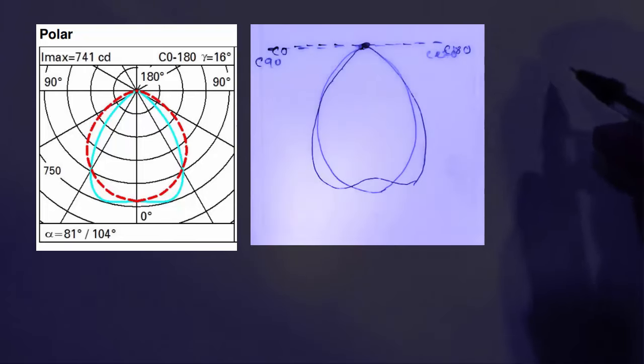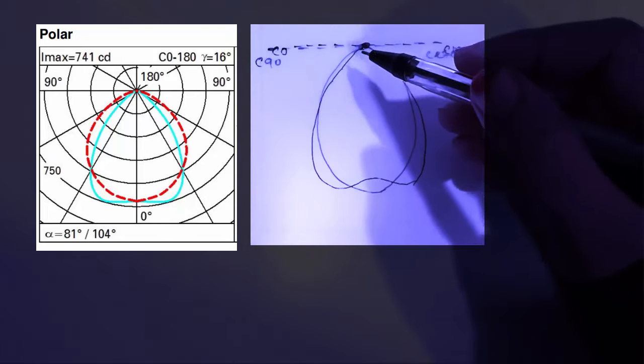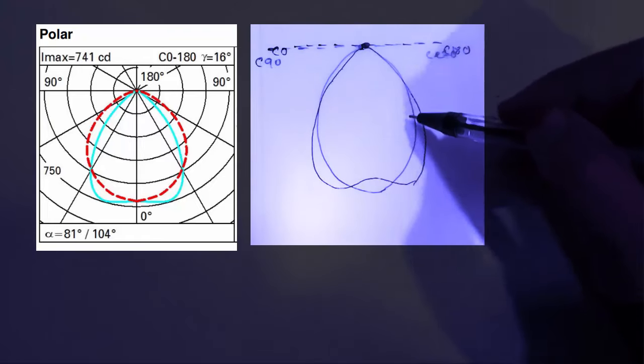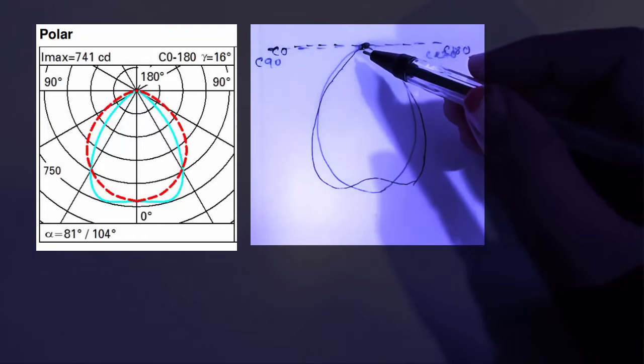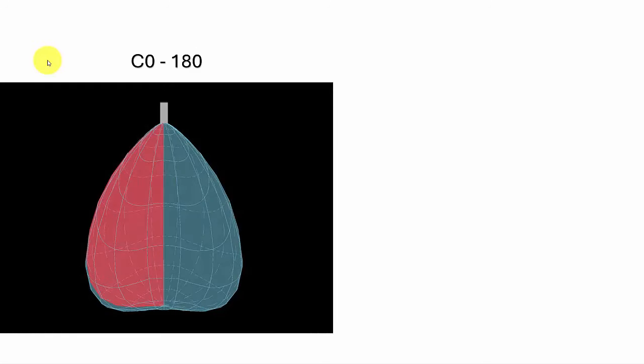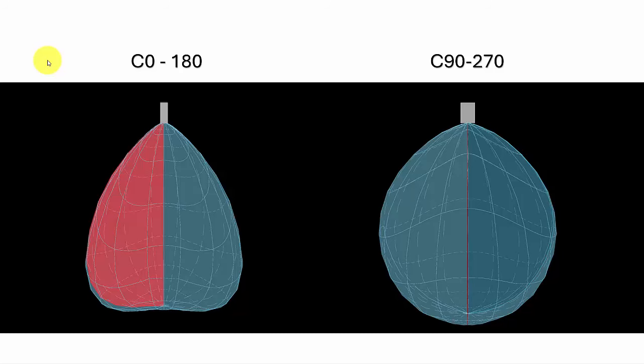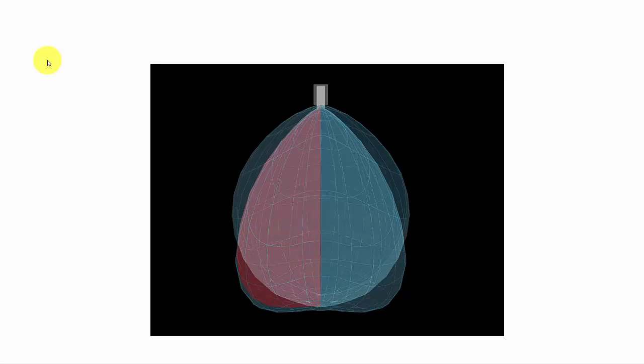Viewing from C0 to 180 and when you're viewing from C90 to 270, you have different beam angles. That's why you have here two curves. Hope this point is clear about C planes, that C0 to 180 we have this light distribution, and C90 to 270 this is the light distribution, and when we are merging both we have one graph. From this you can easily say that this is having an asymmetric beam angle because both are different. If it is symmetric it will be having the same light distribution curve from both sides.